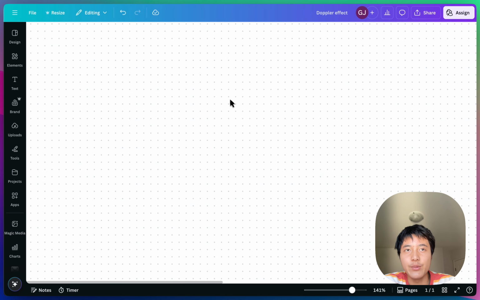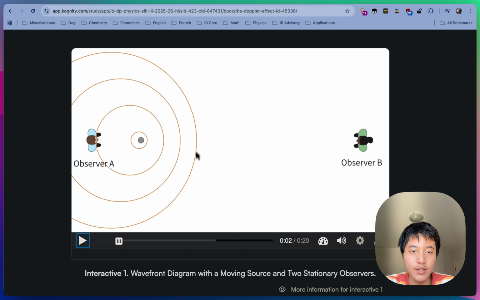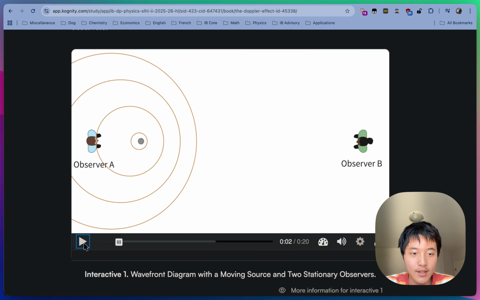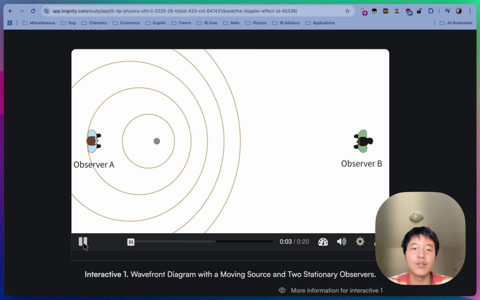Hello, today we're going to be looking at the Doppler effect. It's in physics, and it's a really cool phenomenon that we all experience in the real world. So it's better to demonstrate this visually, and there is a visualization on Cognigy that shows this. So let's look at this.